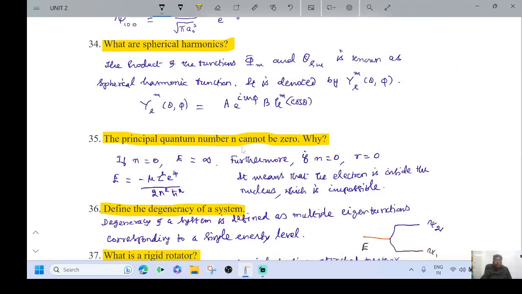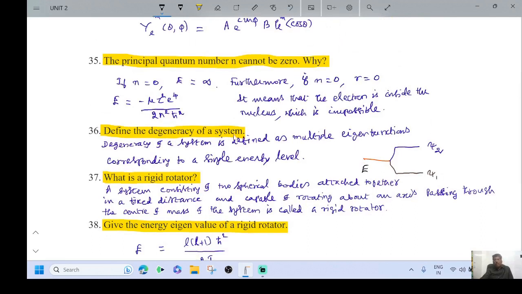The principal quantum number n cannot be 0. Why? If n is equal to 0, consider this energy expression. If you put n is equal to 0 here, the energy is infinity. It is not possible. Furthermore, if n is equal to 0, the radius of the orbit is also 0. It means that the electron is inside the nucleus, which is impossible.